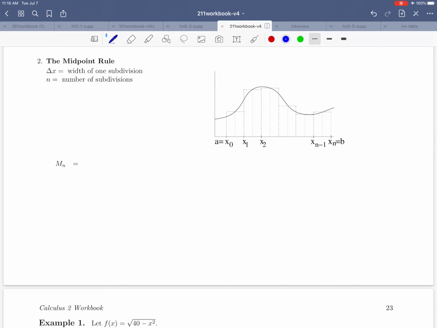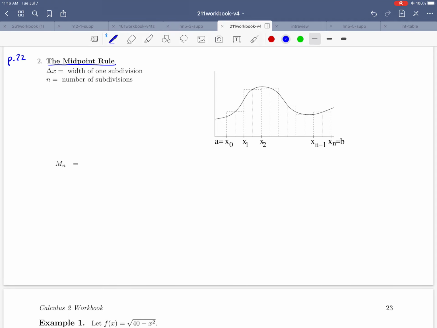Hello everybody, and welcome to the continuation of page 22 in the workbook. And in this video we're going to talk about a second way of approximating area under a curve. This method is called the midpoint rule, and you probably saw this technique already in Calculus 1. We're going to spend a minute just to review it here.